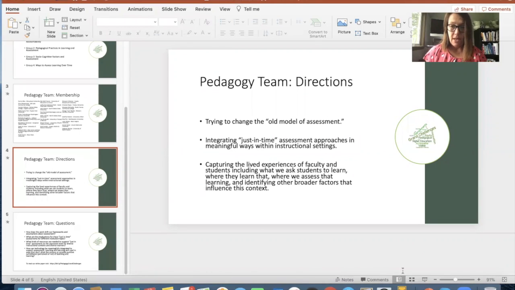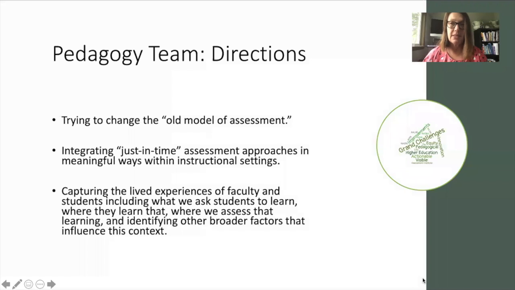our directions. But the things that are important to us is that we're interested in trying to change the old model of assessment. And by that, we mean the structure in which departments get together at the end of each semester and they think about the kinds of materials that they may or may not have collected, to take a look at the kinds of things that they're trying to evaluate with their students. In this old model of assessment, we have a lot of faculty who are really divorced from the assessment experience.